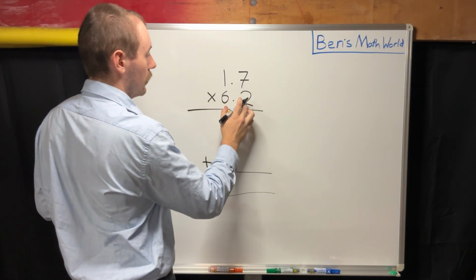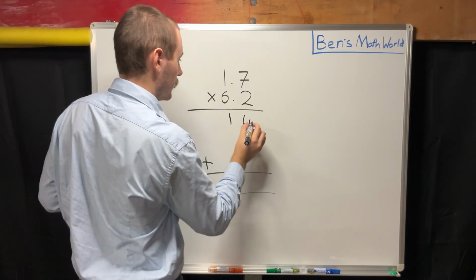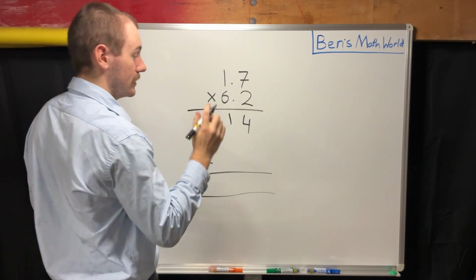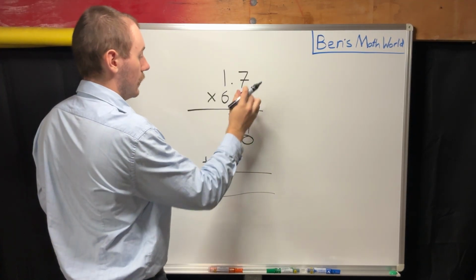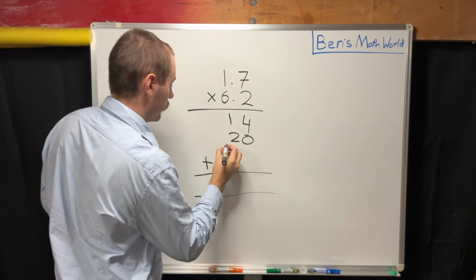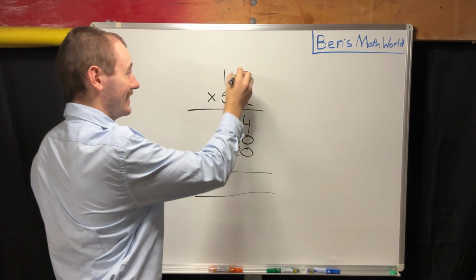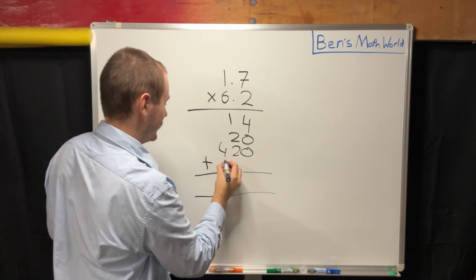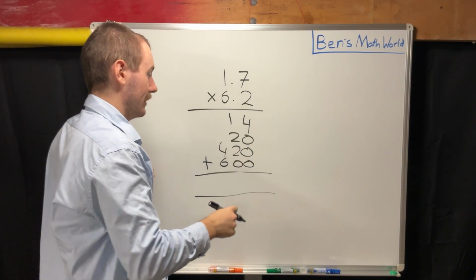So let's start with 7 times 2, that's 14. Now 2 times 10, that's 20. 60 times 7, that's 420. 60 times 10, that's 600. Okay, now we're going to tally these all up.